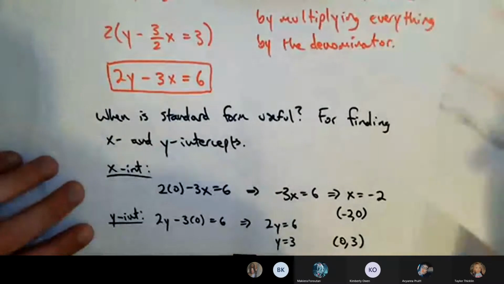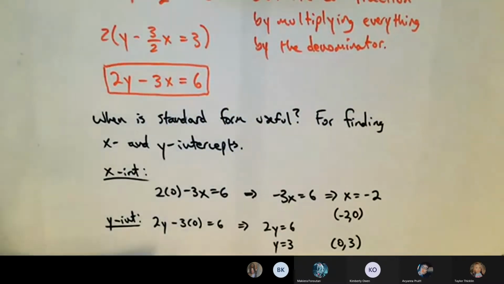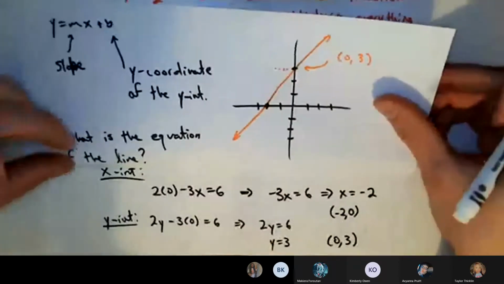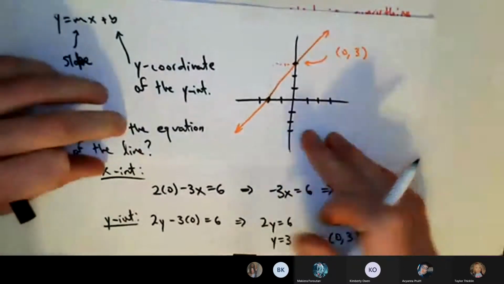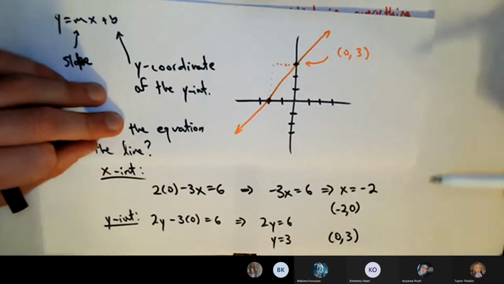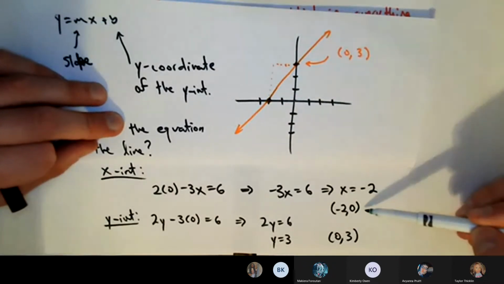Now, does this make sense with the picture I drew earlier? Because this is still the same line. And if I look at the picture, in fact, I already noted the y-intercept on this picture is 0, 3, so that checks there, 0, 3 for the y-intercept. And the x-intercept should be at -2, 0, which is what I got here.